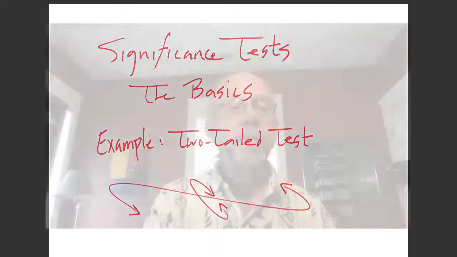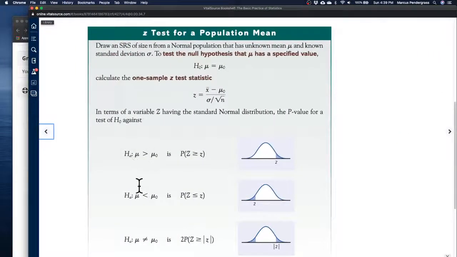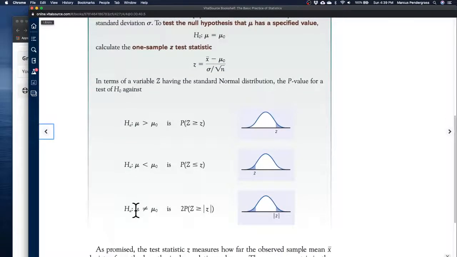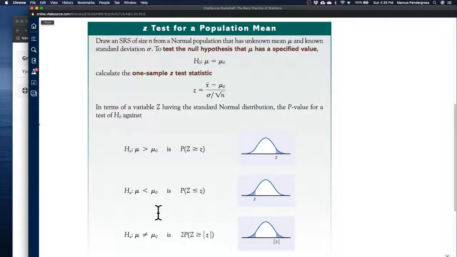It's Sunday, March 29th, and this is our second example on significance tests. Today we're going to look at what's called a two-tailed test. A two-tailed test is one in which the alternative hypothesis has the form mu not equal to a certain value, which we're calling mu zero here. And this is a little summary box in our text on page 401.